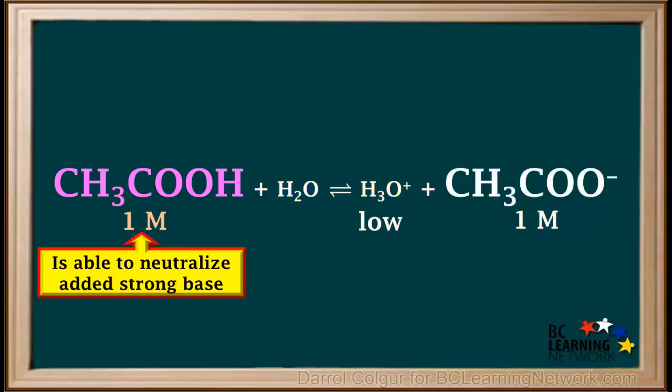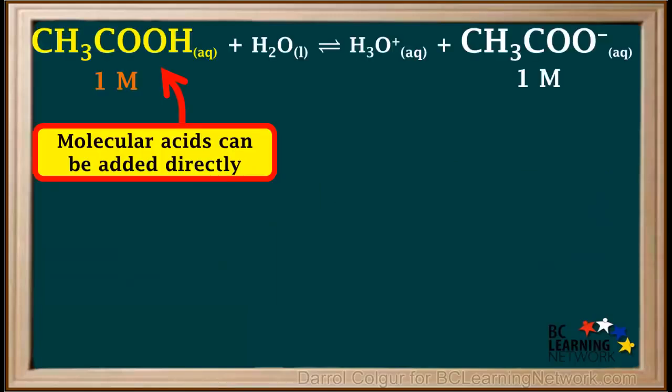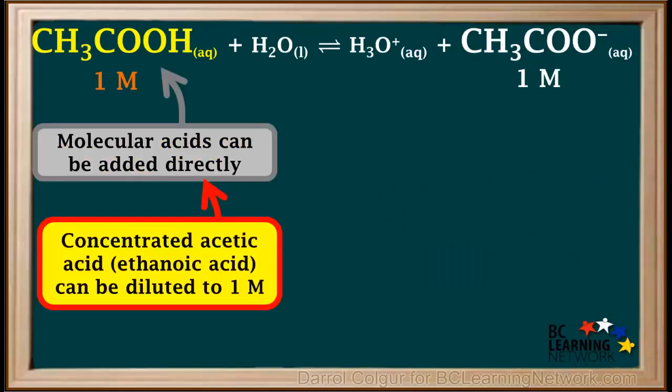The 1 molar acetic acid is available to neutralize small amounts of strong base that might be added to this solution. And the 1 molar acetate ion is available to neutralize small amounts of strong acid that might be added to this solution. To prepare a buffer solution, molecular acids can be added directly. To prepare the buffer in this example, concentrated acetic or ethanoic acid can be diluted to 1 molar.